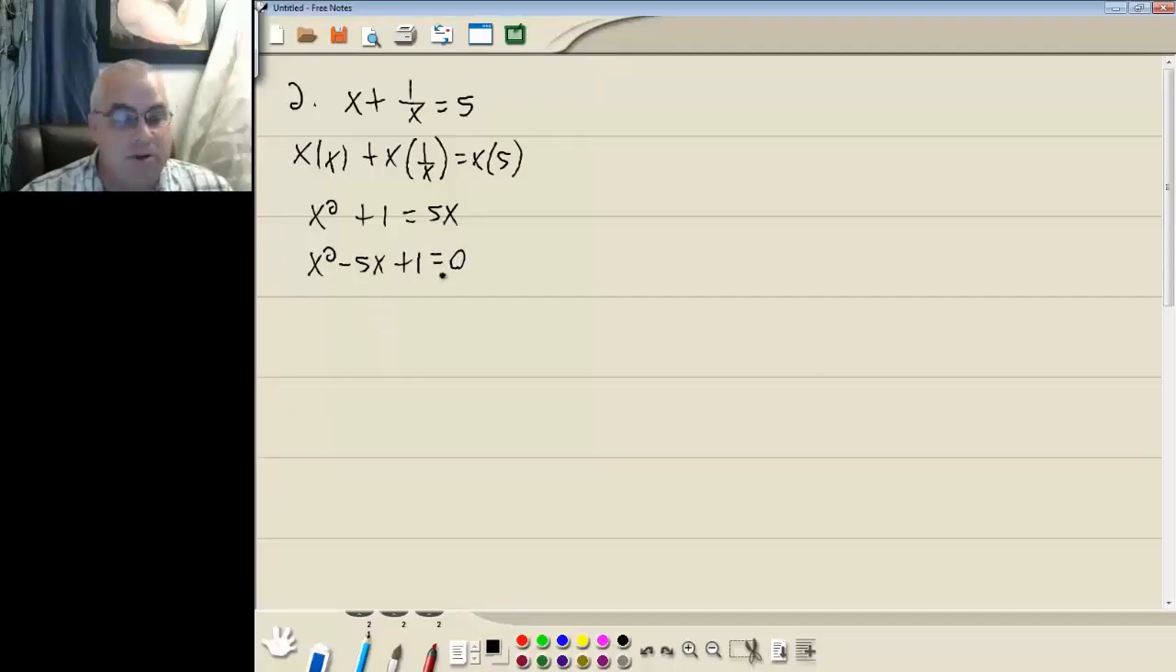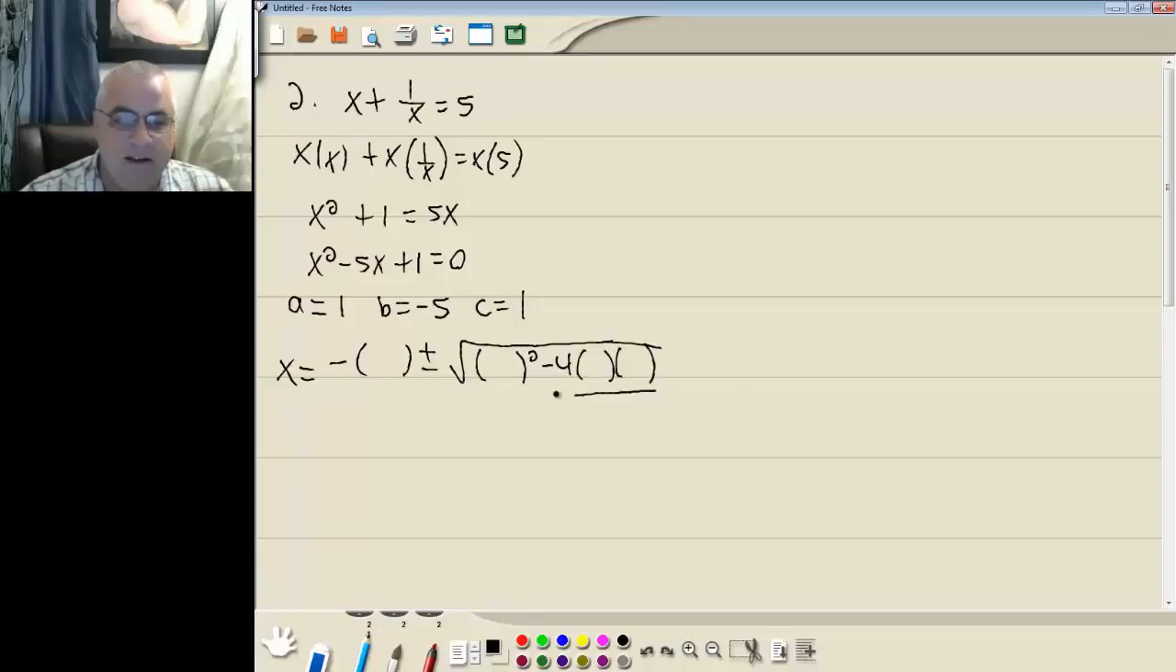And now it's in the right form. It's quadratic and we've got 0 on one side. Let's identify our a, b, and c. A is whatever number's in front of your x squared, which is 1. B is whatever number's in front of your x, which is negative 5. And c is your number at the end, which is 1. Our quadratic formula: we're going to have negative b plus or minus square root of b squared minus 4 times a times c all over 2a. And put little letters underneath there. Negative b plus or minus square root of b squared minus 4ac all over 2a.